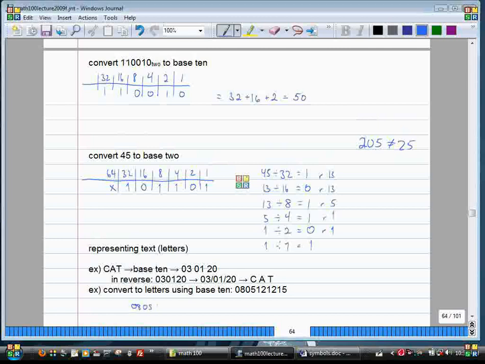So the point I'm trying to make is that with 0.805121215, the first thing you have to do is break it up in these chunks. Because you're not looking for the 8 millionth or 80 millionth letter. First you're looking for the 8th letter, which is H. Next, the 5th letter, which is E. Then the 12th letter, which is L. Then the 12th letter, L. Then the 15th letter, which is O. So, hello.